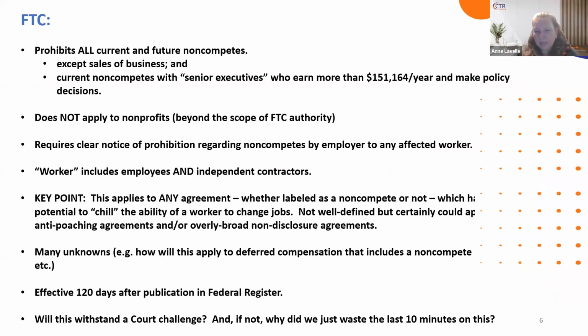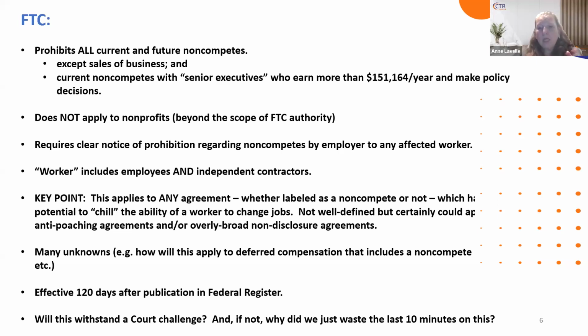All right, so what has the FTC done? In a nutshell, they have prohibited all non-competes. A non-compete, just in case anybody doesn't know, says, I, Ann Lavelle, if I leave CTR, cannot go and be a compliance officer to any other similar company within some sort of limited geographic area for the next year or two.